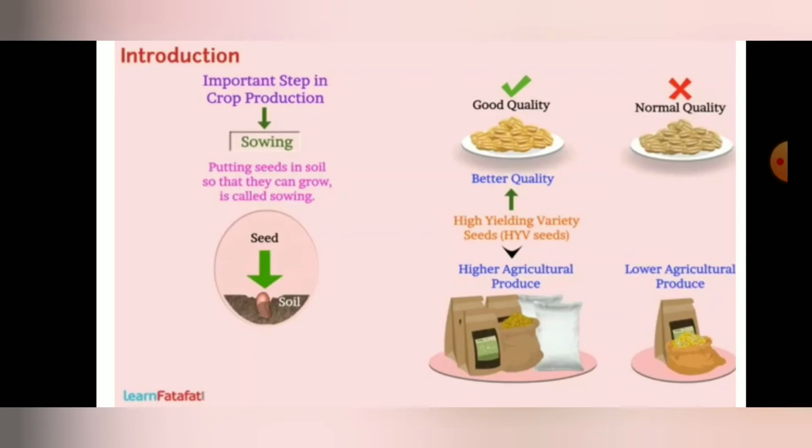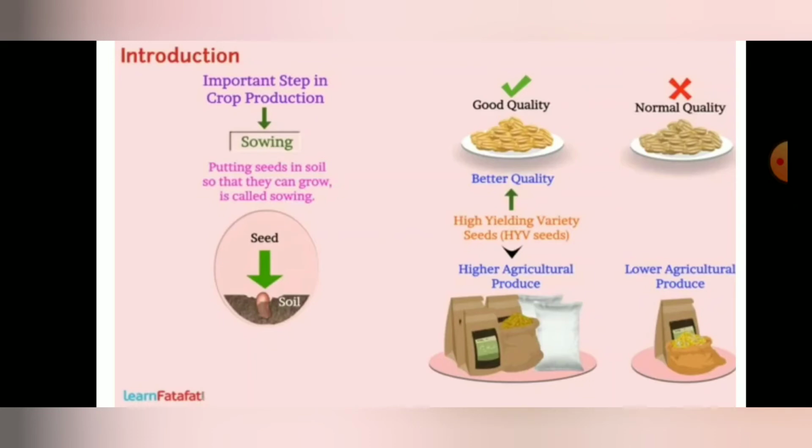So, for the sowing process, one of the main steps is that we have to select good seeds. Why do we have to select good seeds? In this picture, you can observe good quality and normal quality. Good quality seeds give a good yield, good food production. But normal quality seeds will not give a higher yield. They will give lower production. That's why for the sowing process, we must select good quality seeds.